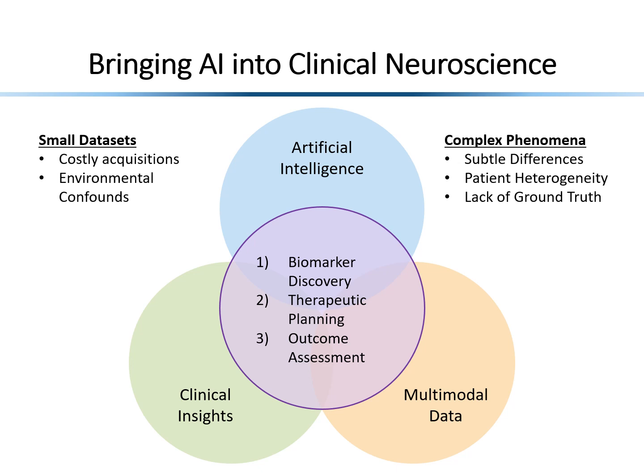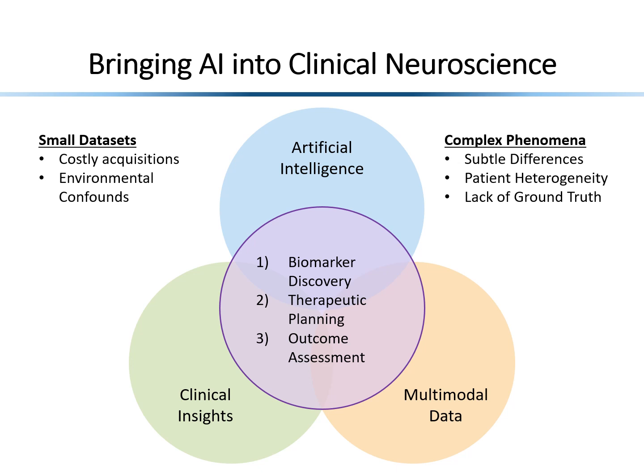Now, at the same time, we are also dealing with very complex phenomena, and as you'll see in the rest of the talk, oftentimes the differences and the distinctions we are trying to find are very subtle. In addition, there's massive patient heterogeneity, so these discriminative features can vary from person to person, and it can be very difficult to validate many of the methods and results because there is often a lack of ground truth information.